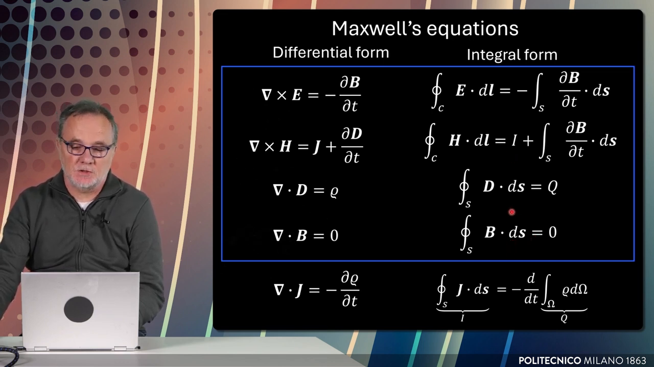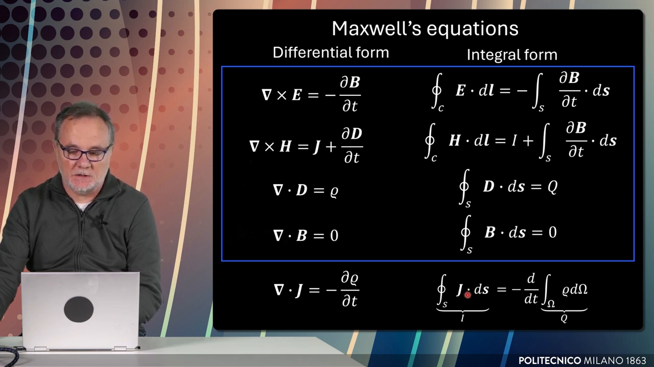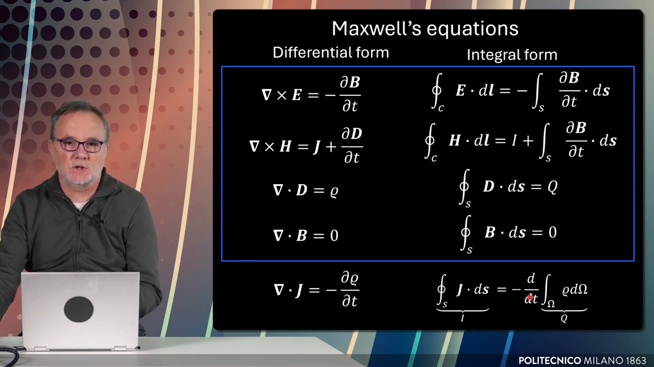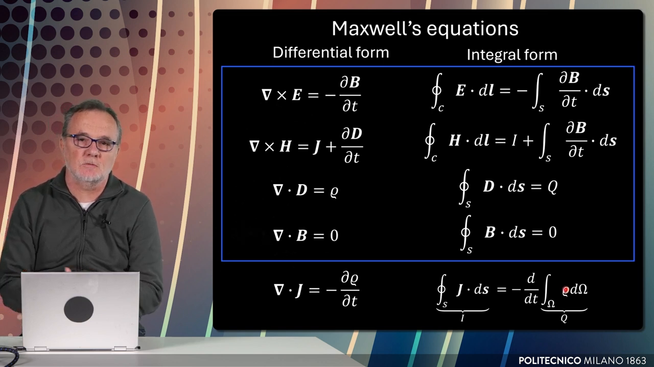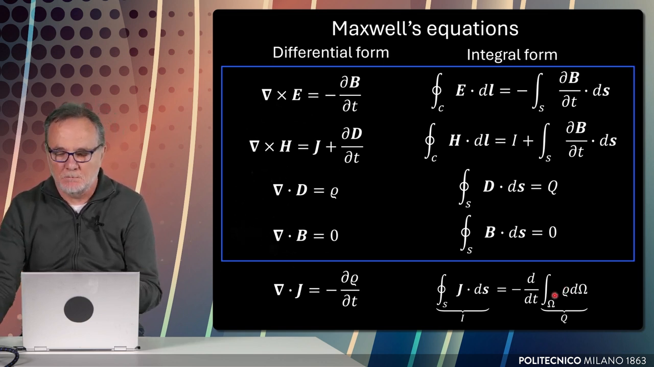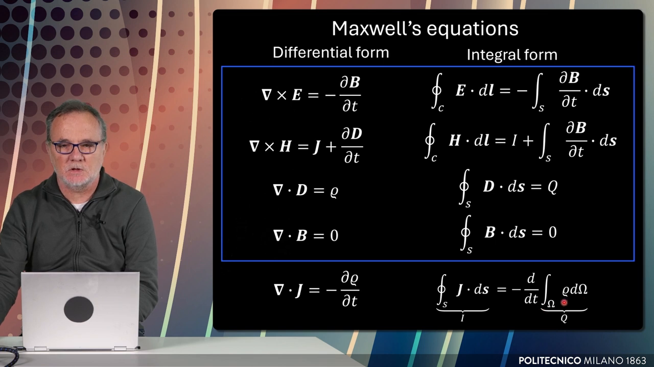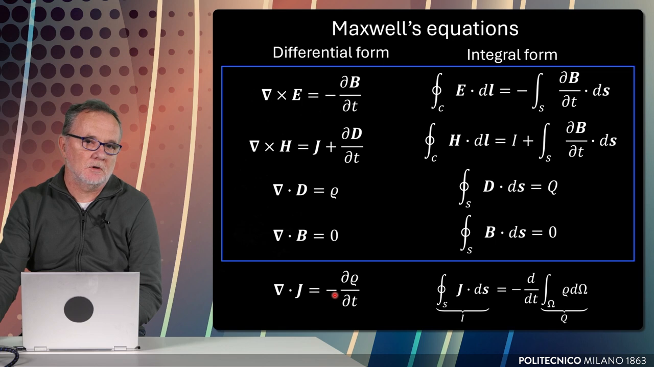An immediate derivation from these equations is the continuity of charge and currents, which states that a given flux of current through a closed surface must correspond to a diminishing of the total charge inside the volume whose boundary is that surface. So we have a minus time derivative of the total charge inside the volume. In microscopic form, this can be translated, thanks to the divergence theorem, to the divergence of J equals minus the time derivative of the volume charge density.